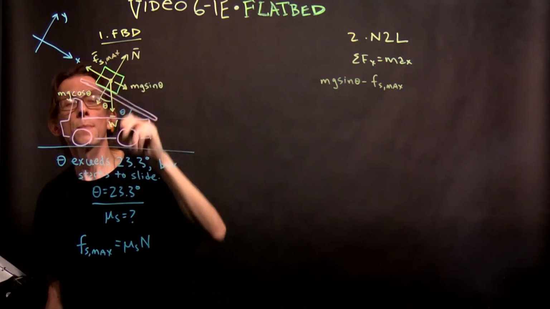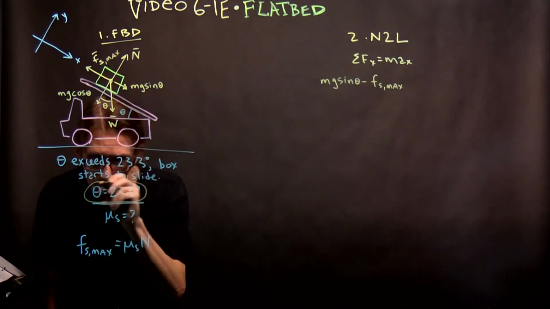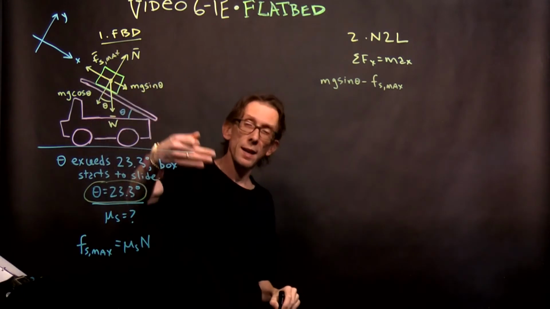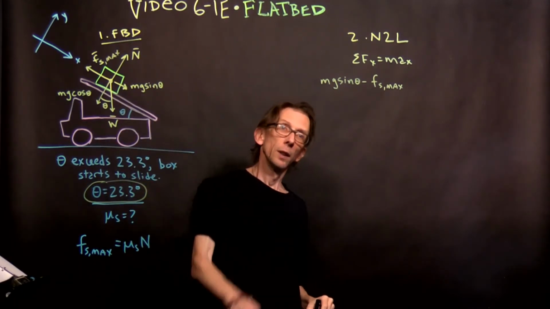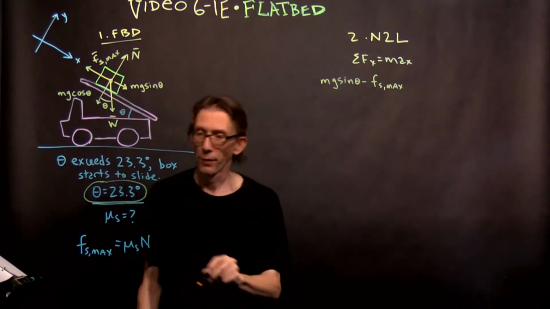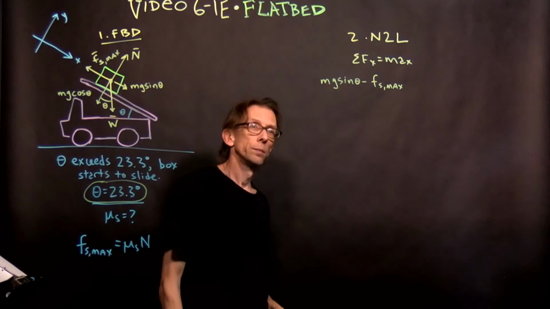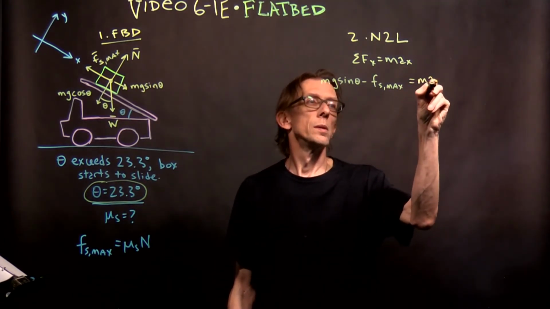Why is it f sub s max? Because we are at the critical angle. Beyond that angle, the box slides. We're at the threshold, okay? So we need to use f s max, right? This one right there. That equals m a x.